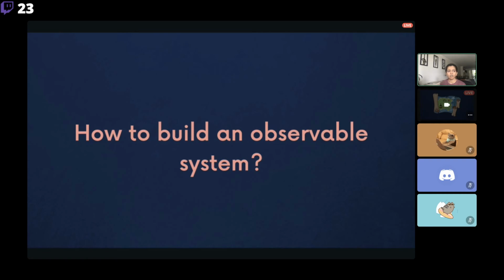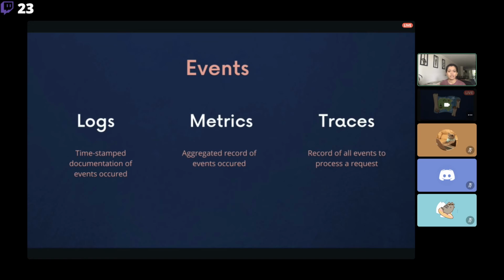It's a very conscious decision when you build a system that you have to emit the right events, so that we can have some other system to aggregate the data and make sense of it. With regard to events, I've categorized them into logs, metrics, and traces.